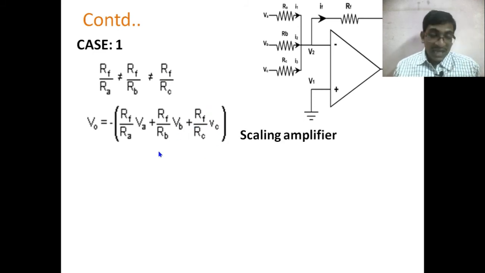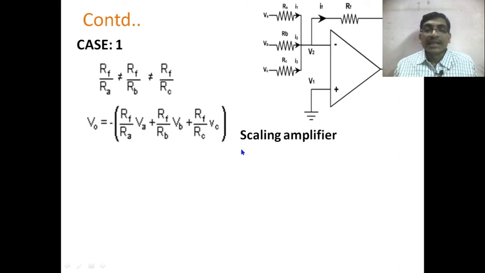Like that, we have different multiplication factors for the different voltages. So we can say this is called a scaling amplifier, so that our summing amplifier is working like a scaling amplifier. We can apply different multiplication factors for the different inputs, so it is called the scaling amplifier.